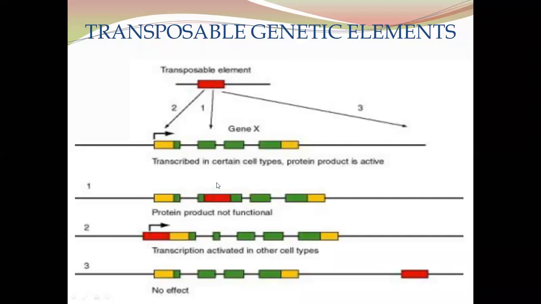If we look here at possibility number one, the transposable element is inserted into this segment of the gene. So the protein product in this case is not functional. A gene which was functional before, due to the addition of a transposable element, is no longer functional. The protein will not be synthesized. So transposable genetic elements are also one of the causes of spontaneous mutations.